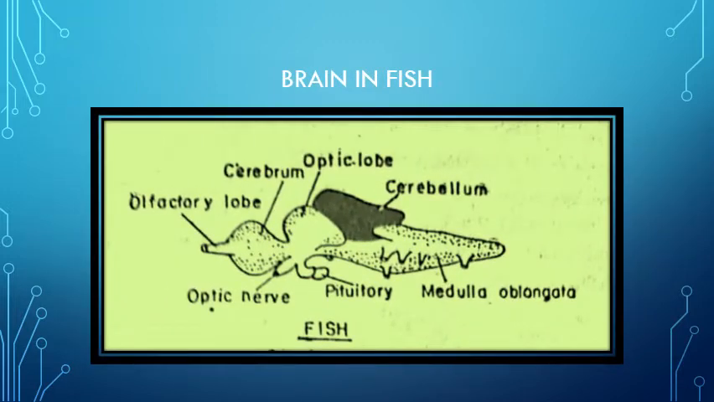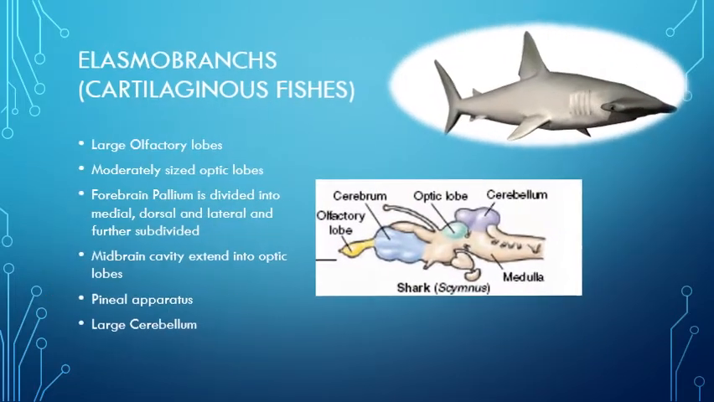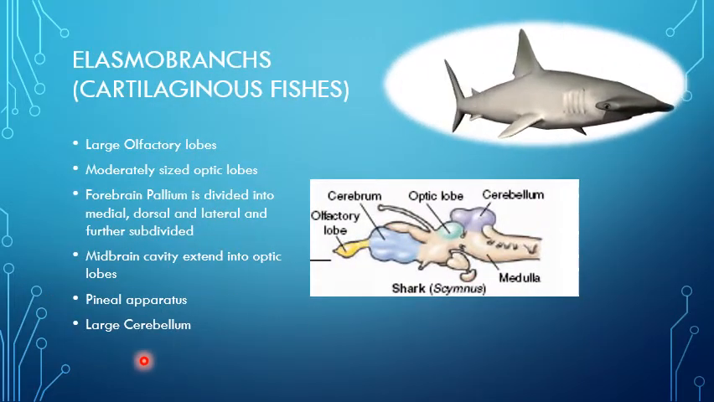Next, let us see the brain in fish. The brain in fish is also based on the same general plan as shown in cyclostomes, but there are certain advancements, as you can see here. Let us discuss the anatomy of the brain in fishes.